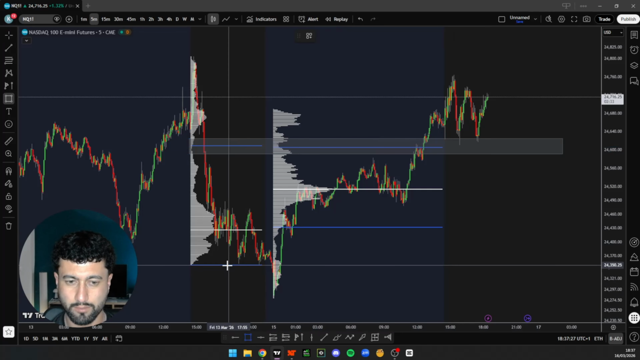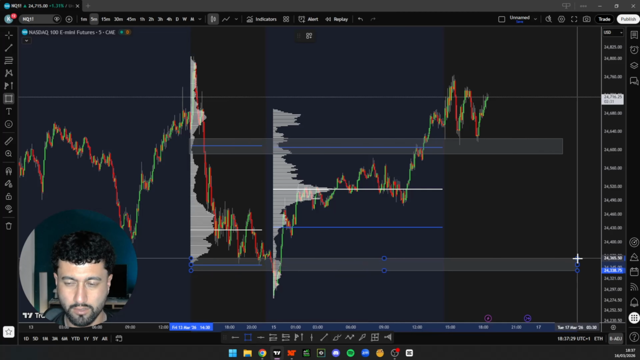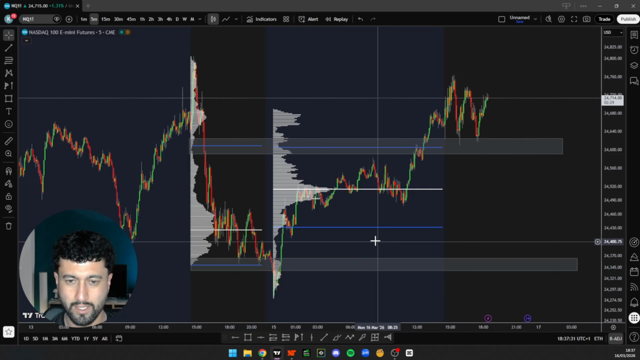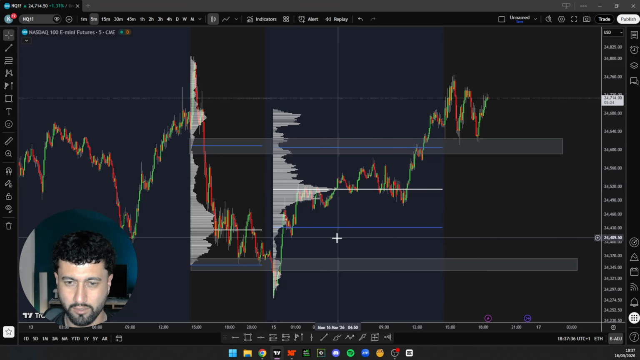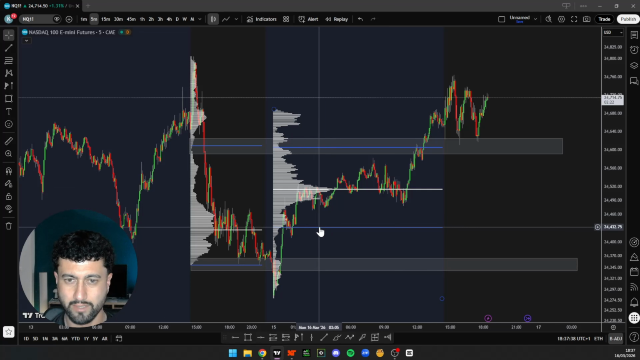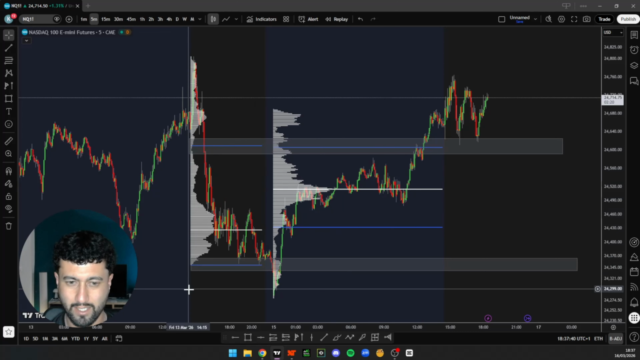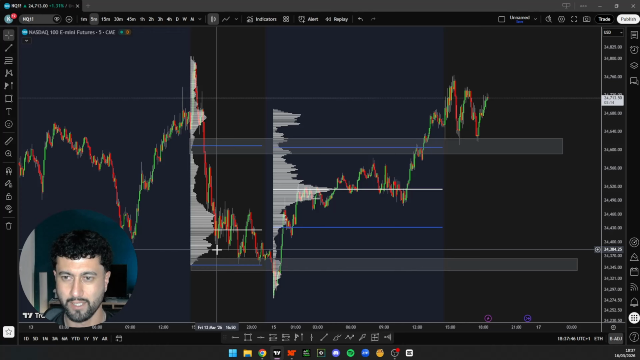The next level that I would mark out would be the value area low of the RTH session. And as you can see, the overnight value area low is inside of the value. So I would not mark out this level, as I don't want to be trading inside of the value of the RTH session, which is a common mistake that I've explained in my last video.